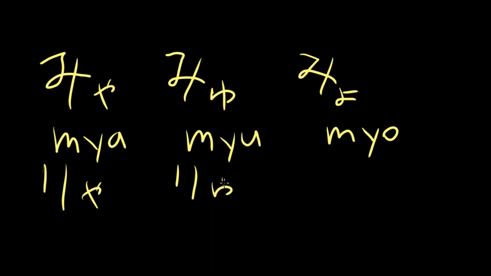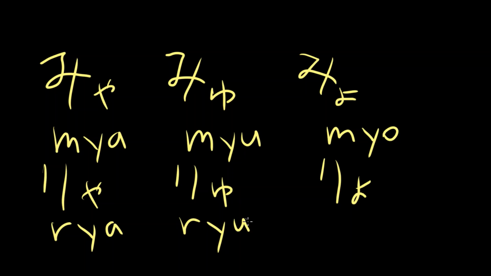What do you think that will sound like? Now these are a bit hard. For me, these were very hard to pronounce. I don't know why. It's a ria. Even now it's a bit tricky. Ryu. So in my name, Andoryu, this is the ryu that's in my name. And ryo. Ryo. It's hard for me.